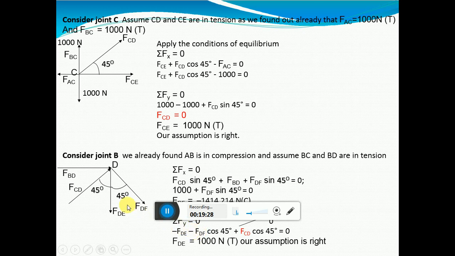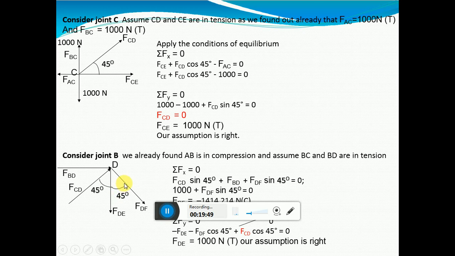Okay. Next is summation f of x you have put, summation f of y is equal to 0. FCD along y axis is moving towards the positive y axis, arrow mark is heading upwards. So it is plus FCD cos 45 degree.